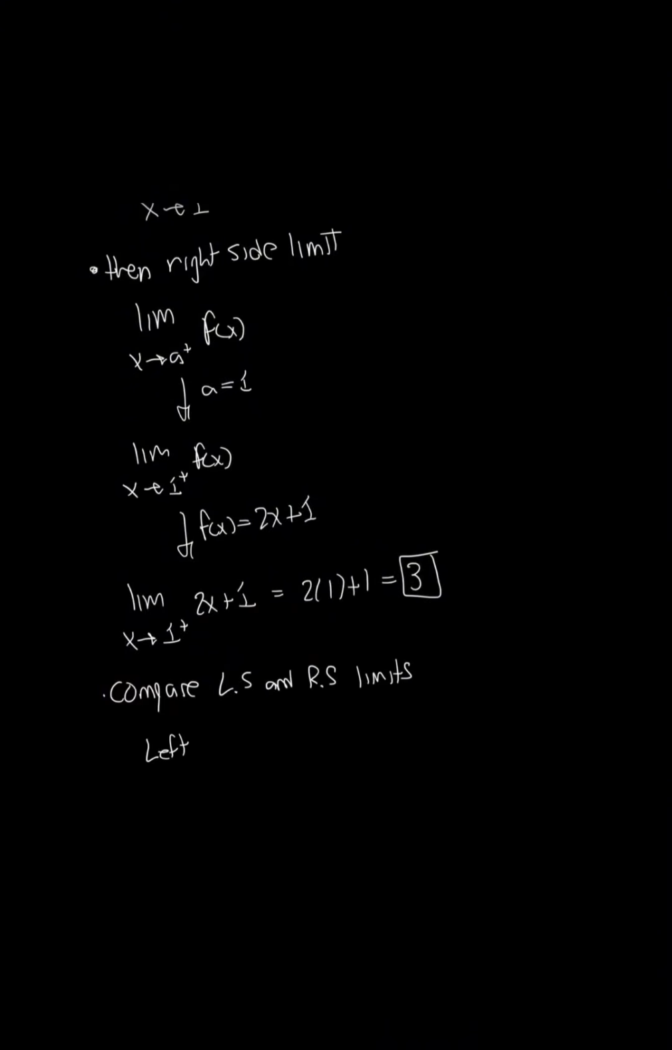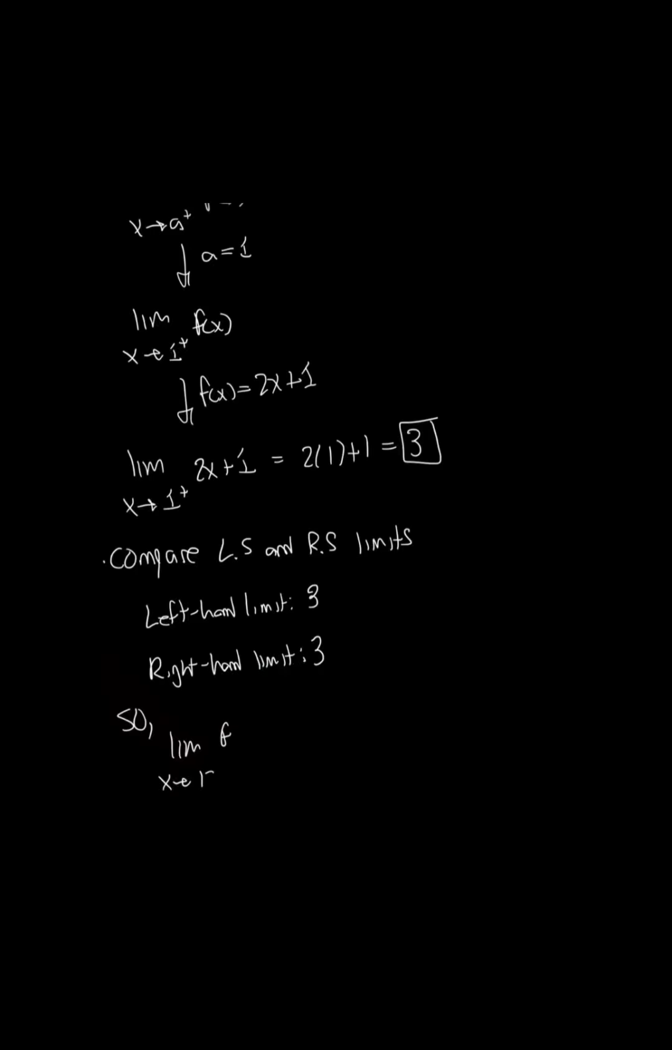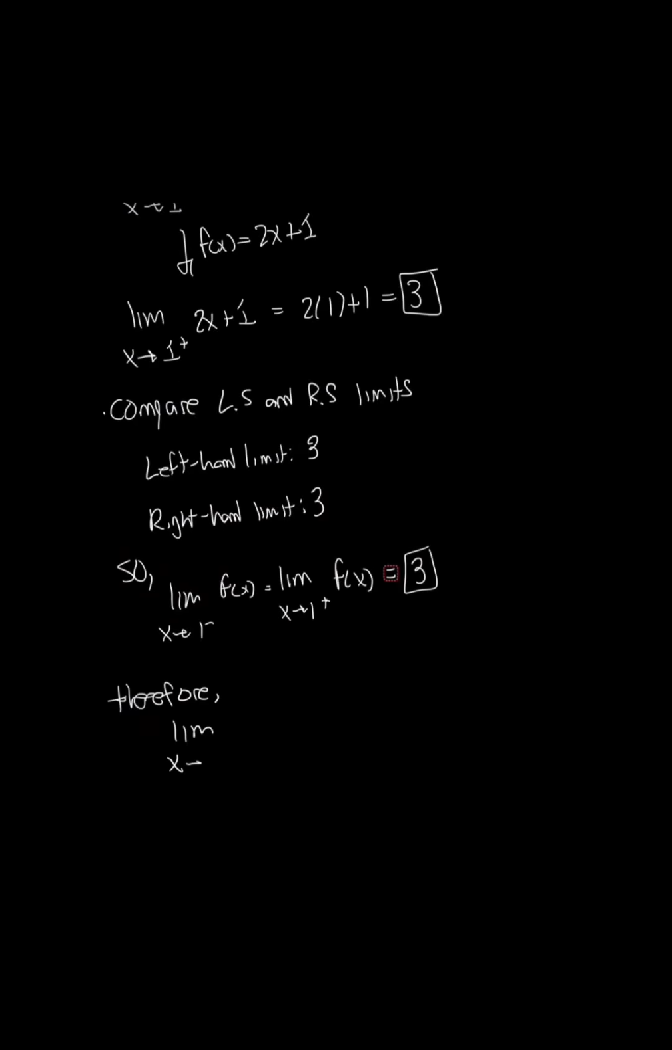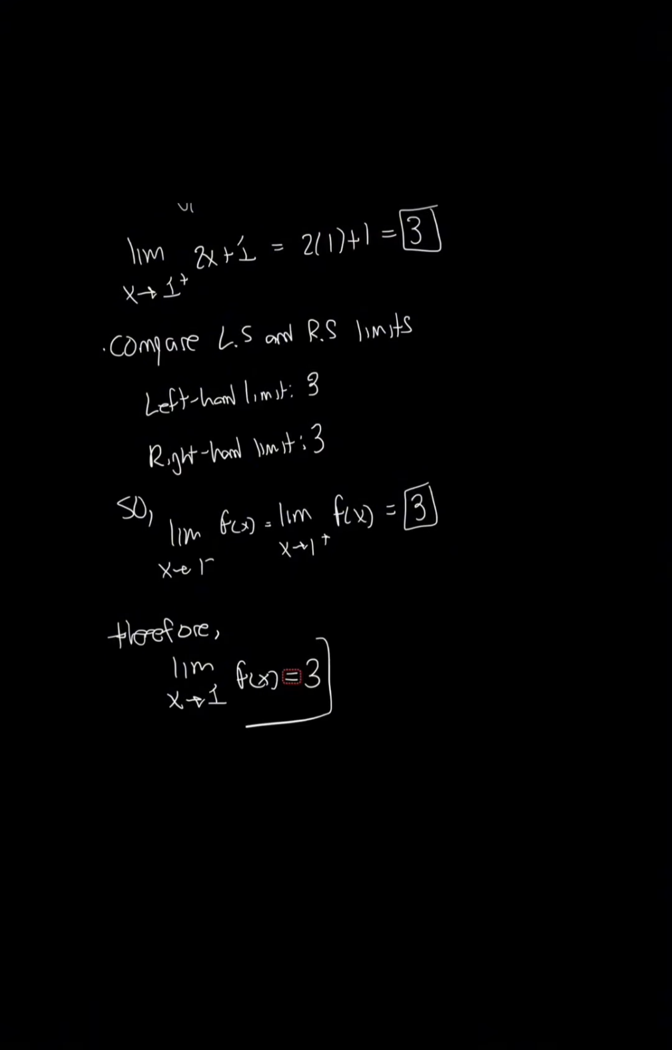So if we compare the left side and right side limits, they're both equal to 3. So the limit as x approaches 1 from the negative side is equal to the limit as x approaches 1 from the positive side, which is equal to 3. So therefore, the overall limit as x approaches 1 in total is equal to 3.